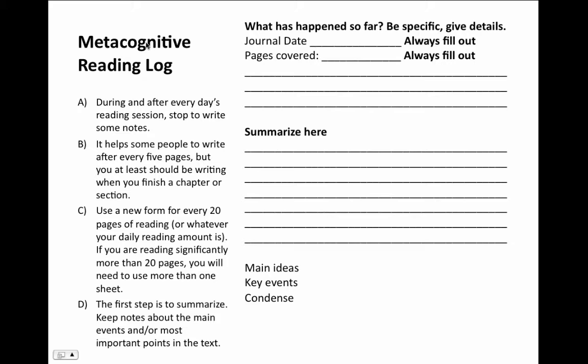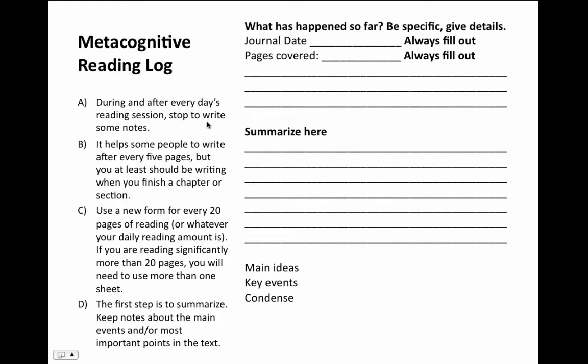It has two sides. And notice on the first side there are two sections that look like this. What has happened so far? Be specific and give details. There's a place for you to write your journal date. That's the date that you're reading and writing. Always fill this out. Also, always tell me what pages you were reading.